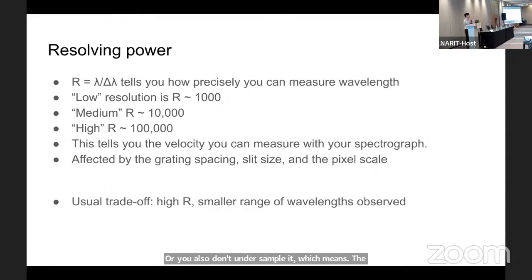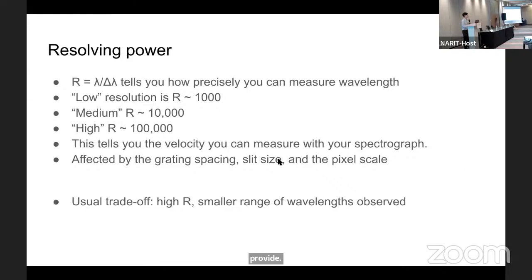So if you have a really narrow emission line, it doesn't fall onto like 2 or 3 pixels, but just less than the area of 1 pixel. When that happens, it's also bad because you're not getting all of the information that your optics can provide.